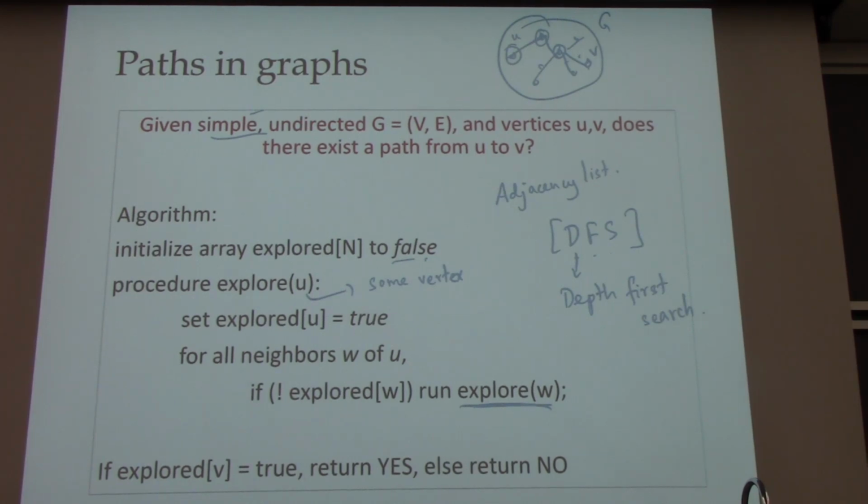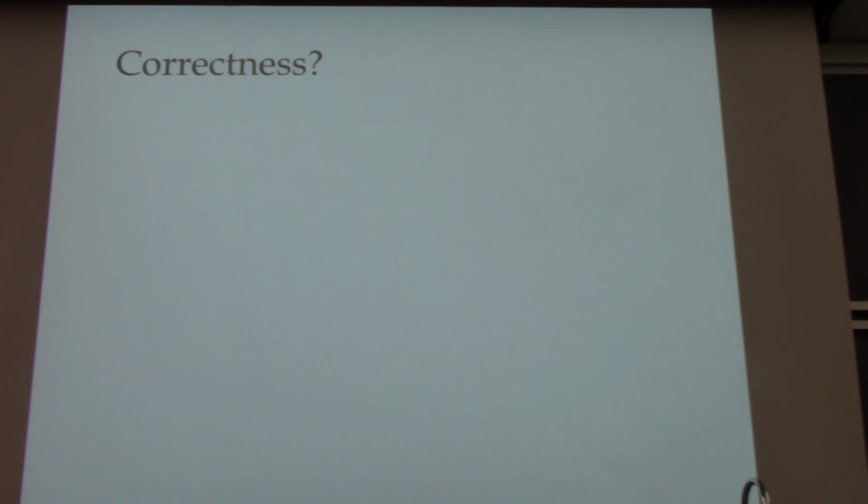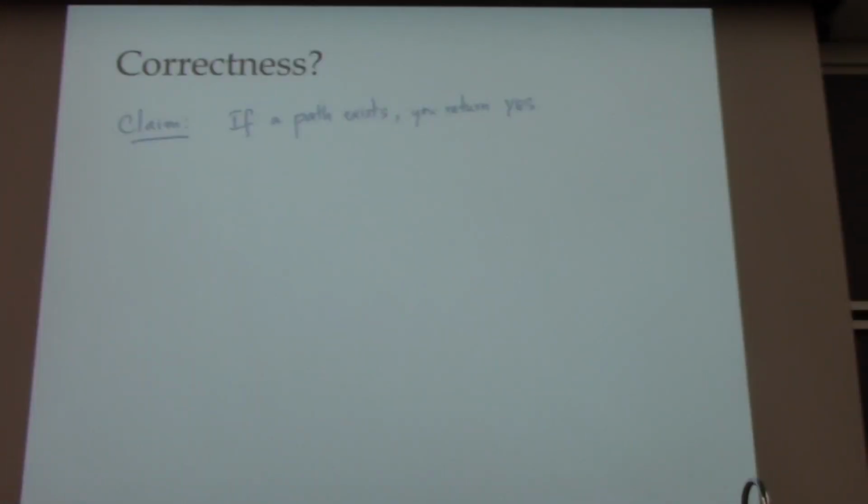Alright, so this is depth first search, and I want to say that as long as there's a path, you will actually find it correctly. So correctness means, what do we now have to claim? That's again the statement first. What would be the claim you'd like to show? If a path exists. Yeah, exactly. So if a path exists, you return yes, else you return no.